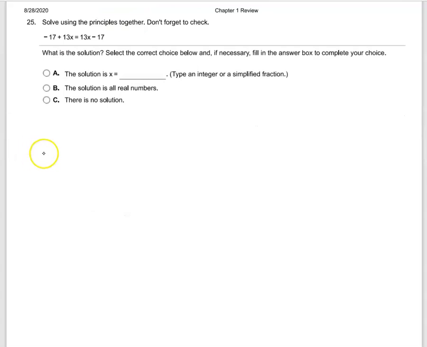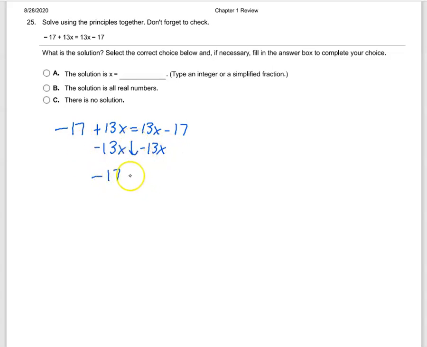And the last problem says to solve negative 17 plus 13x is equal to 13x minus 17. Well, we need to get our variables on the same side, so we're going to subtract 13x from both sides. That's going to leave us negative 17 is equal to negative 17. And this is a true statement. Everything canceled out, but it is a true statement, so it's all real numbers, infinite solutions. Everything works.